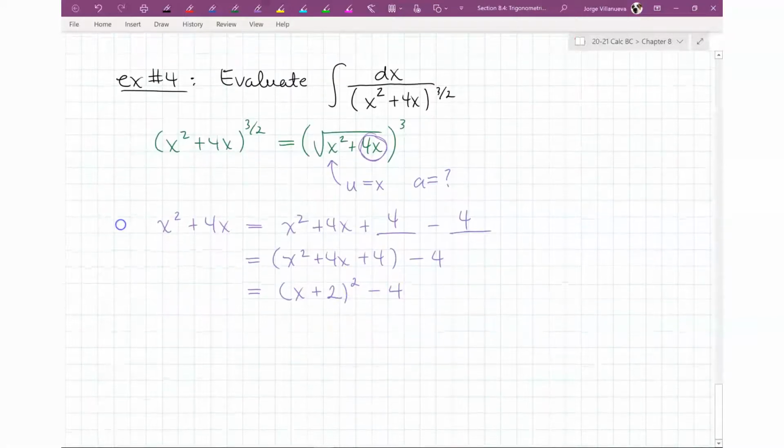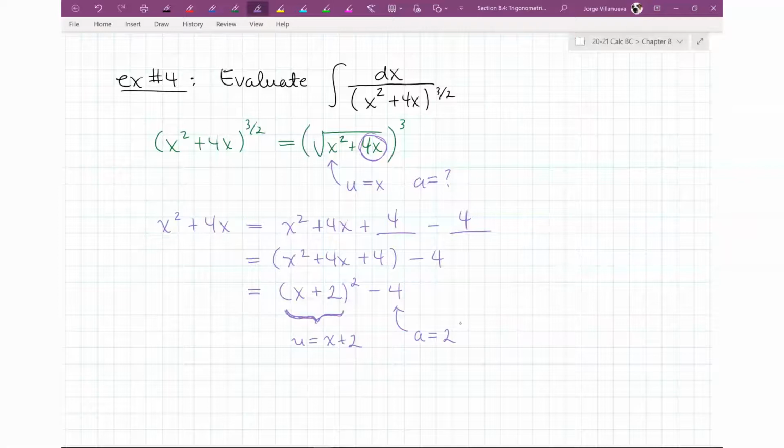I want you to notice that all of this inside of that square, that's my u term, because it's supposed to be a function, right? So there's a linear function, x plus 2. My a term is 2, because 2 squared is 4. So now I know that this function right here has a u term of x plus 2 and an a term of 2.